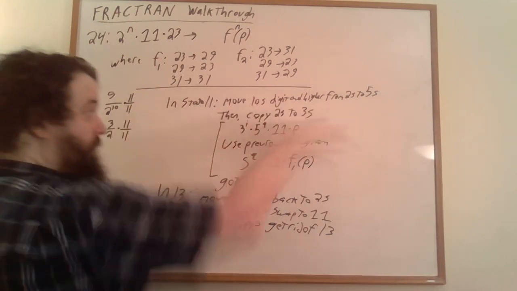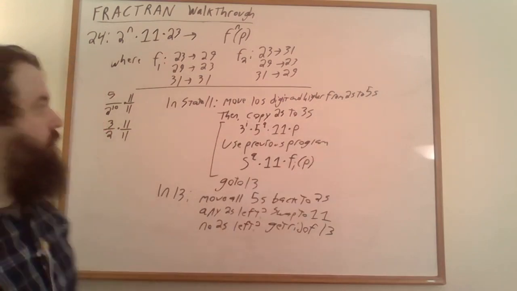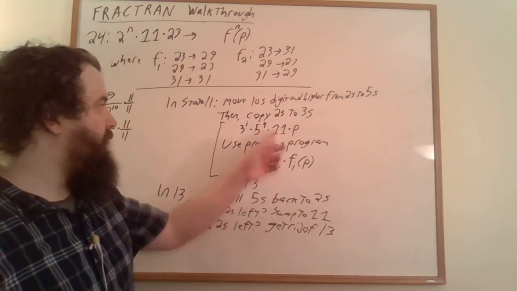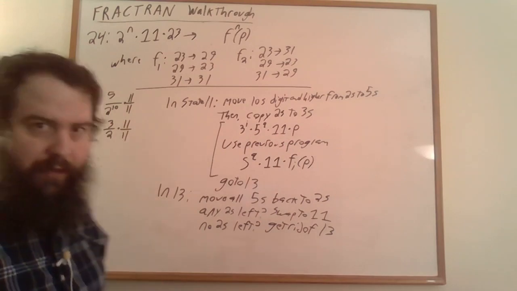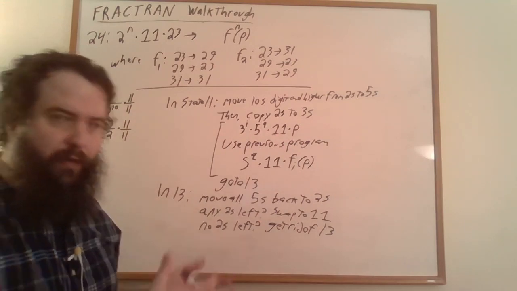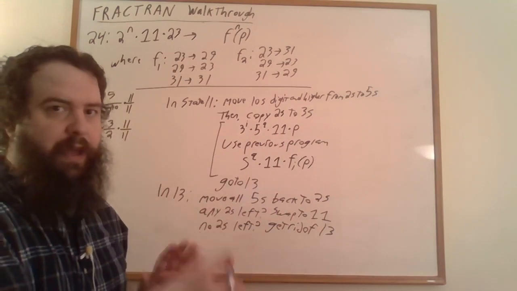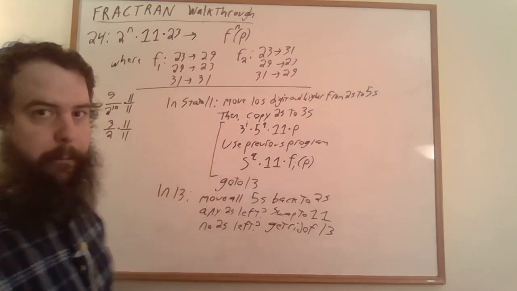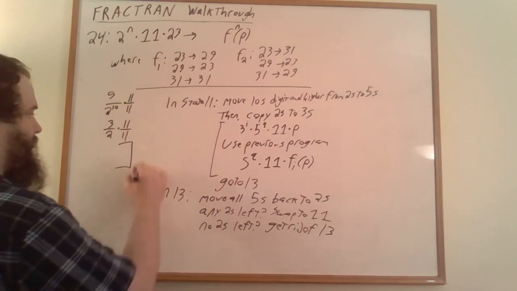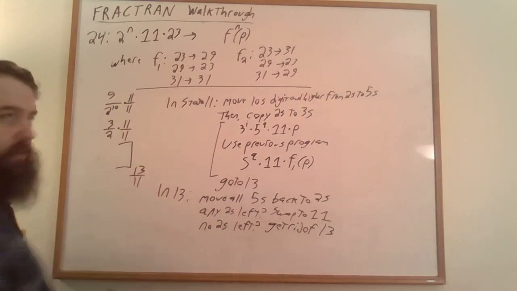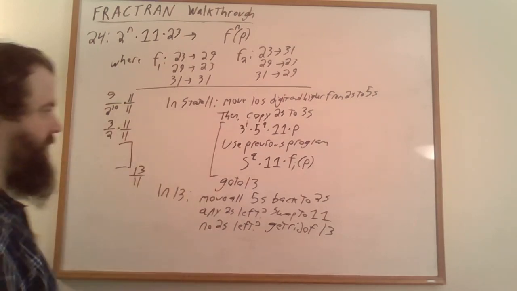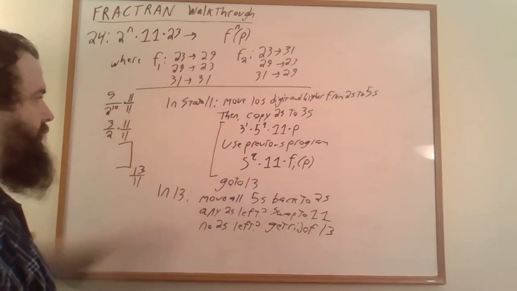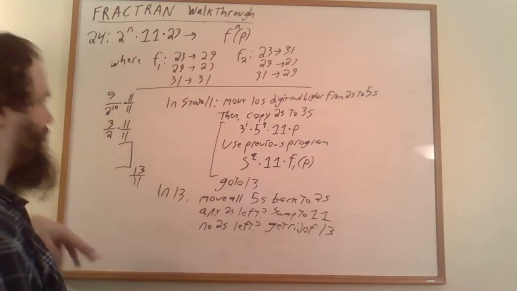Then we have our previous program, making sure that everything has an 11 over 11 in it, in case you didn't have 11 over 11 in each of your fractions for the previous program. And then finally, to go to 13, that's just 13/11. That'll take us to state 13 if none of these fractions apply, because we're done with everything.